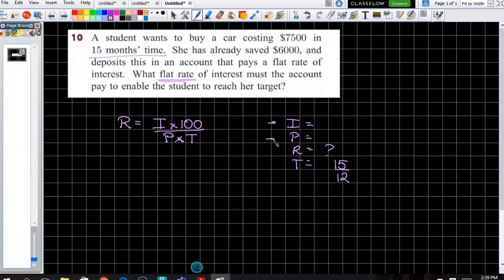She has already saved $6,000 and deposits this in an account. And she wants to buy the car for $7,500. So you've got to work out what is the original amount that she's going to invest. What's that? What's the original amount that she's going to invest? The $6,000. The $7,500 is the what?